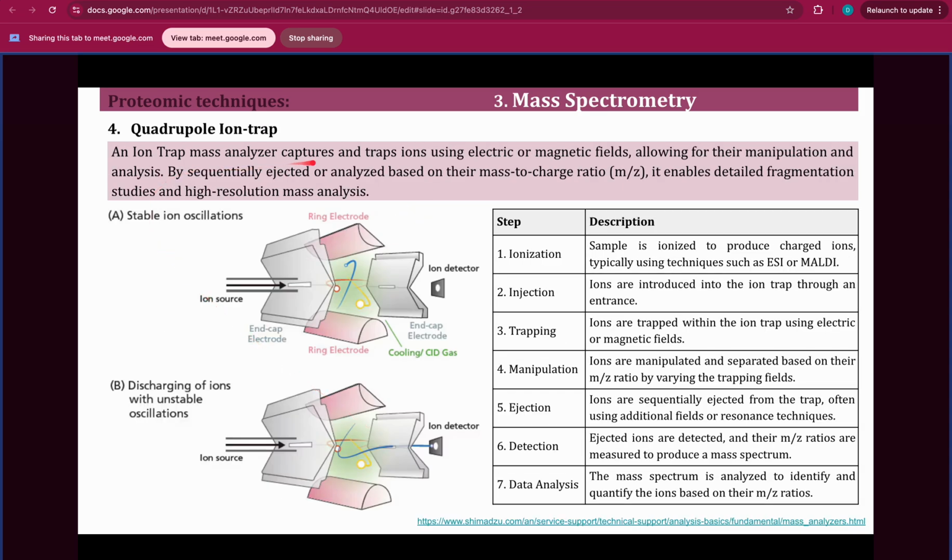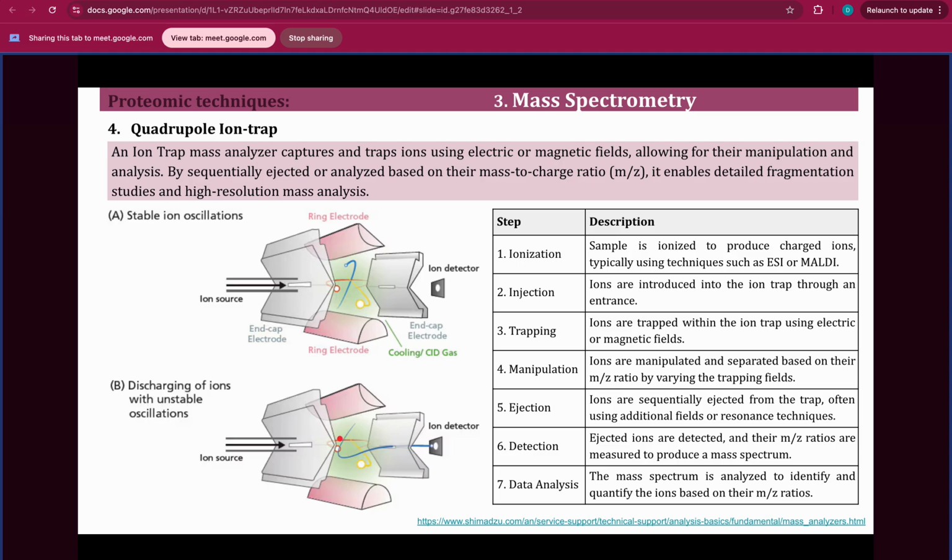Then the quadrupole ion trap, in which you have two sources of separation. Here you have the ring electrodes, the ion detector, and the ion source. This is the stable ion oscillation, in which ions are stable and oscillating, but this is the discharging of ions with unstable oscillations.